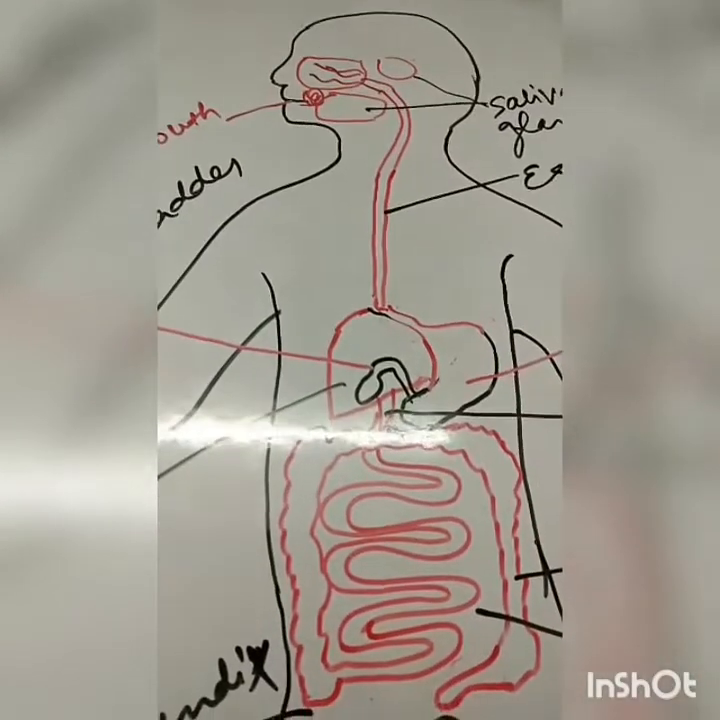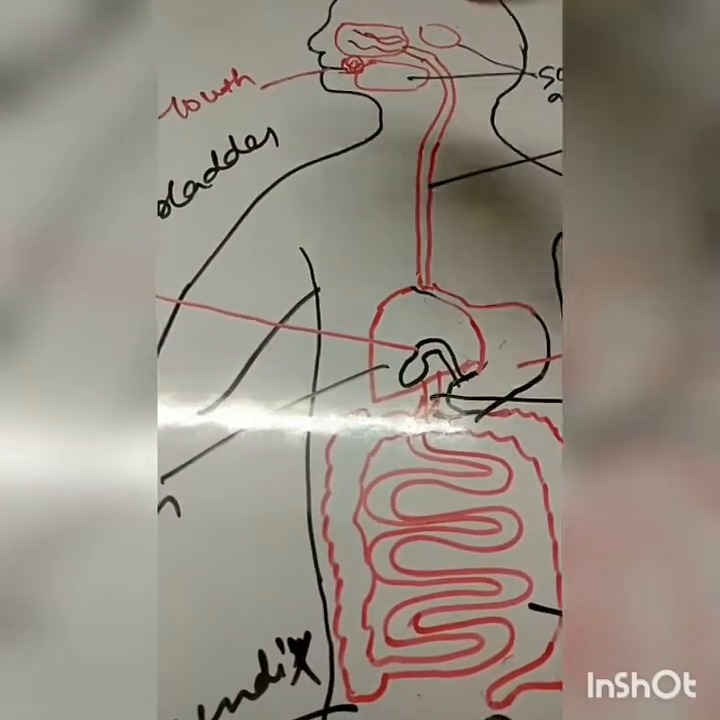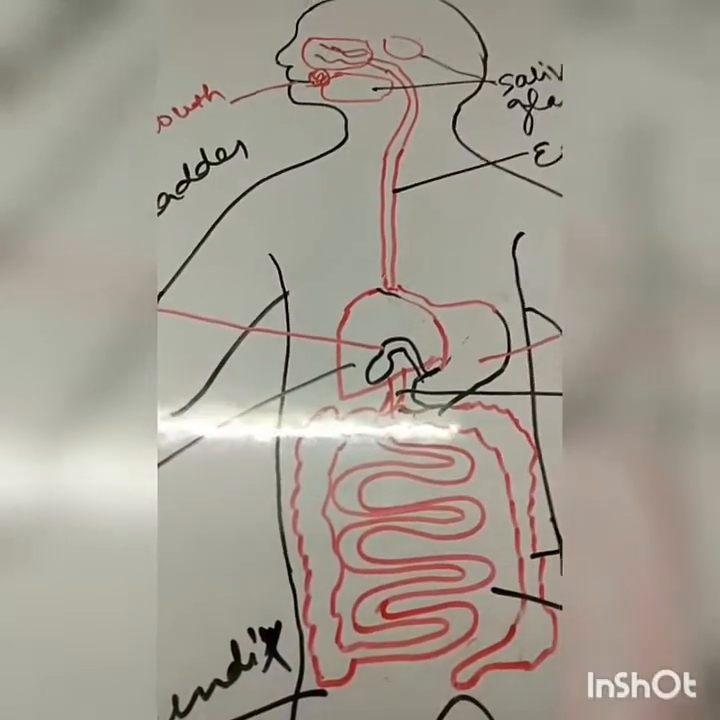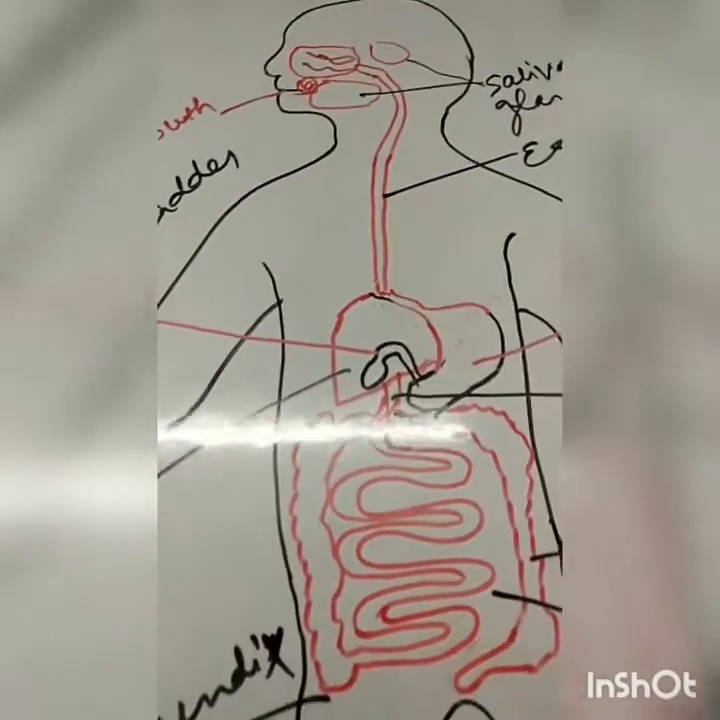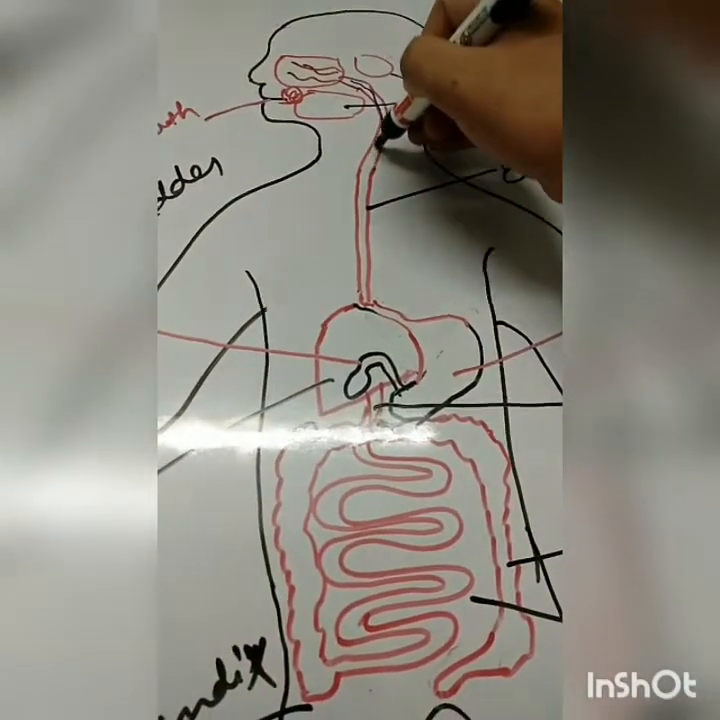So the food that we eat goes to the oral cavity, where it is chewed with the help of teeth and salivary glands. After that, the food will go down to the esophagus. This is the food pipe.